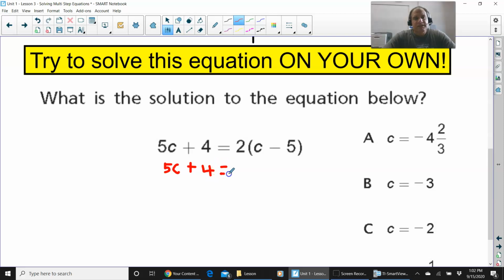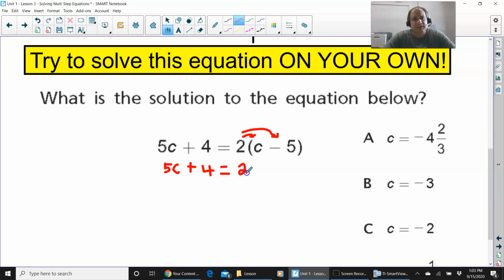Obviously you have parentheses on that right hand side, so what you do is distributive property. The one property that we didn't really talk about right now is distributive property. So you have to get rid of those parentheses. Must get rid of those parentheses.